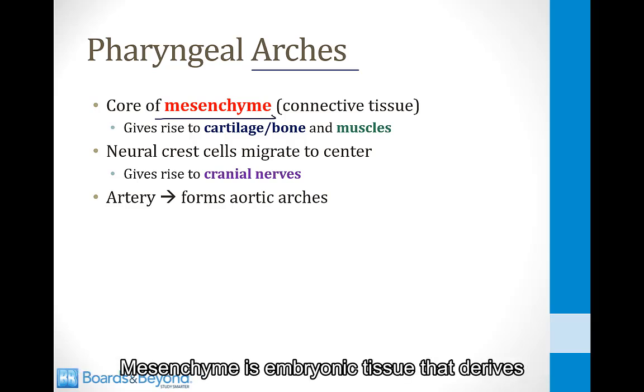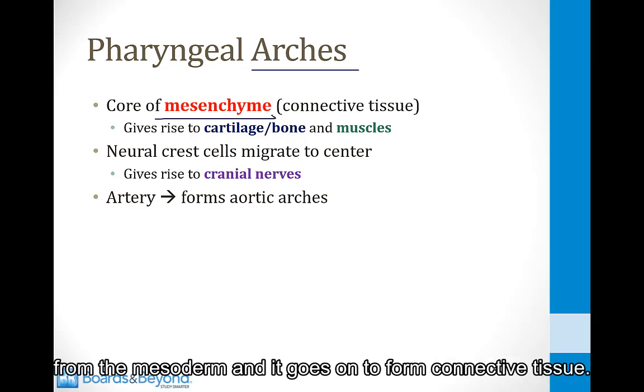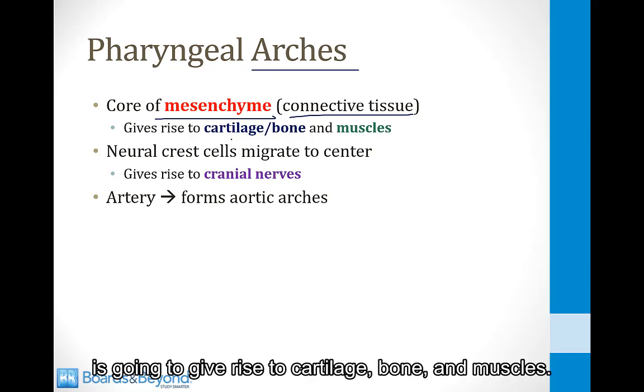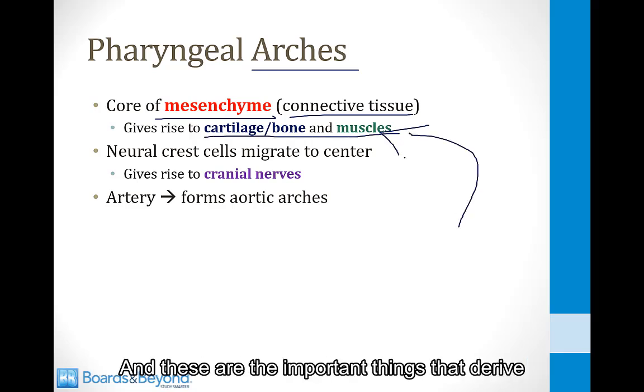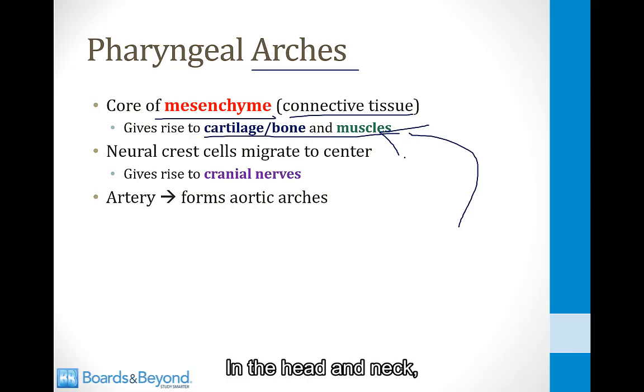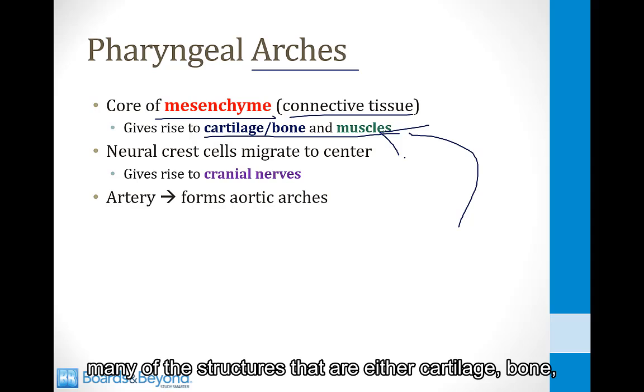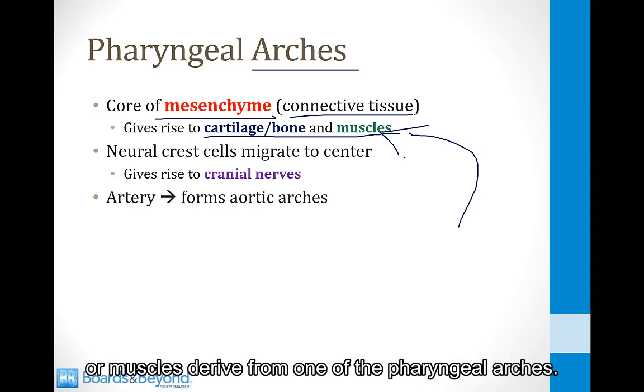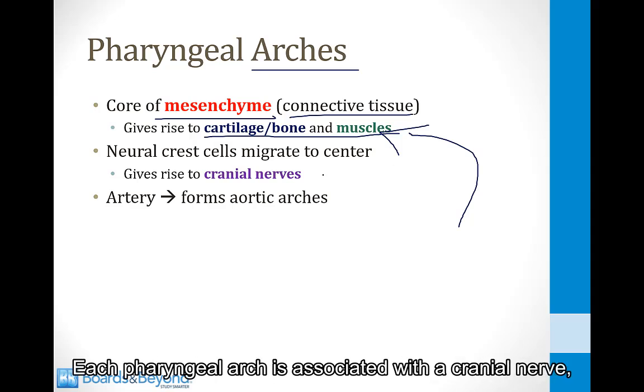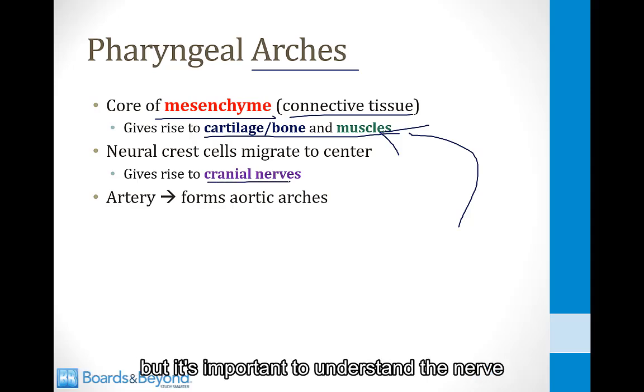Each pharyngeal arch contains a core of mesenchyme. Mesenchyme is embryonic tissue that derives from the mesoderm, and it goes on to form connective tissue. And the mesenchyme in the pharyngeal arches is going to give rise to cartilage, bone, and muscles. And these are the important things that derive from the pharyngeal arches. In the head and neck, many of the structures that are either cartilage, bone, or muscles derive from one of the pharyngeal arches.